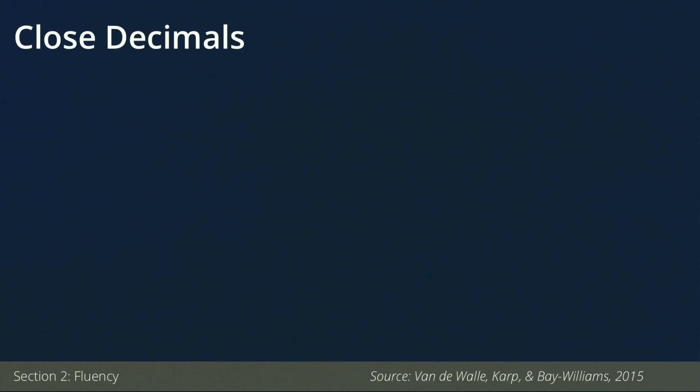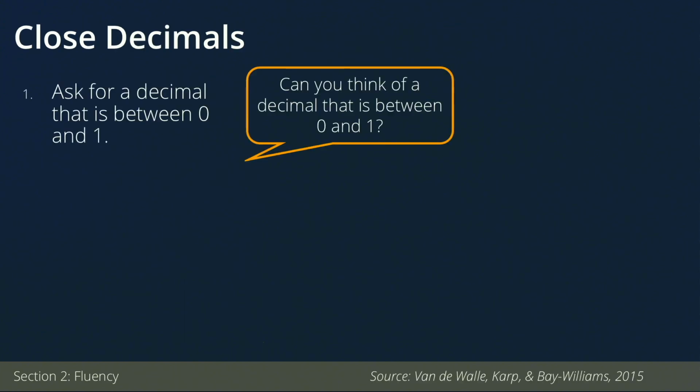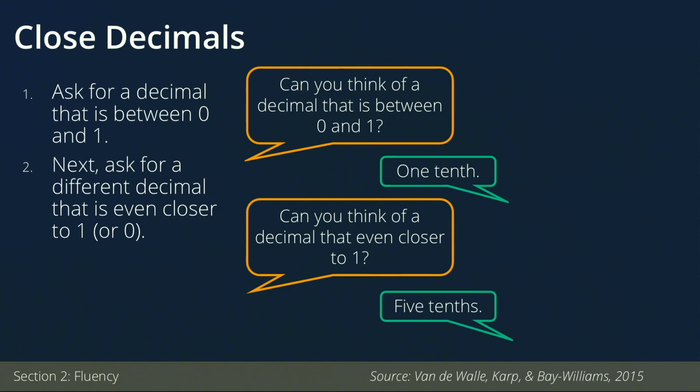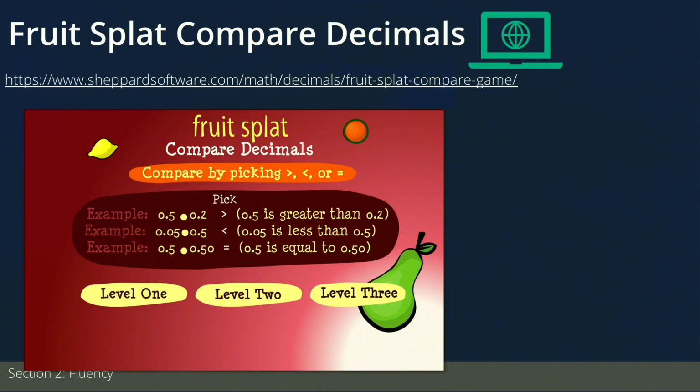Another fluency activity that you might consider is playing close decimals. So you can ask for a decimal that's between 0 and 1. So here the question says, can you think of a decimal that is between 0 and 1? And a student says 1/10. And then ask for a different decimal that's even closer to 0 or 1. So my question might say, can you think of a decimal that's even closer? 5/10. And then we keep going until we get to one of the closest decimals that we can think of to 1, or whatever your target number may be.